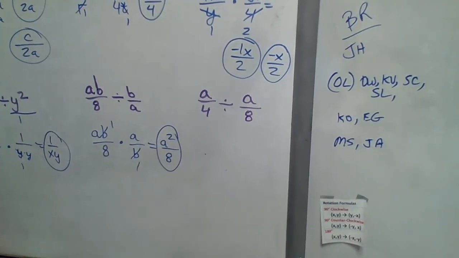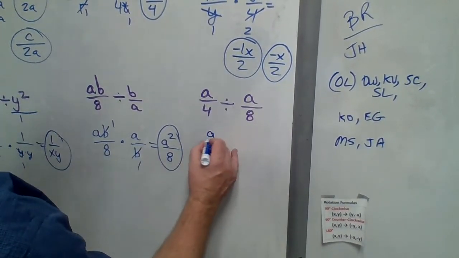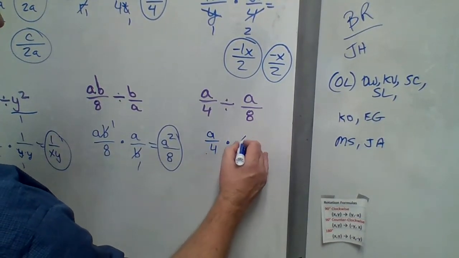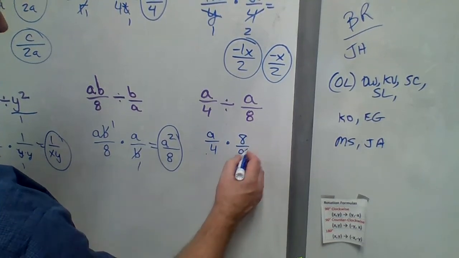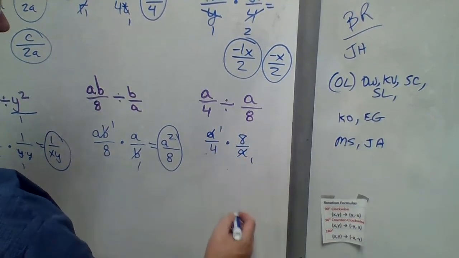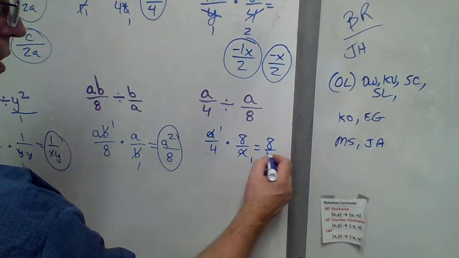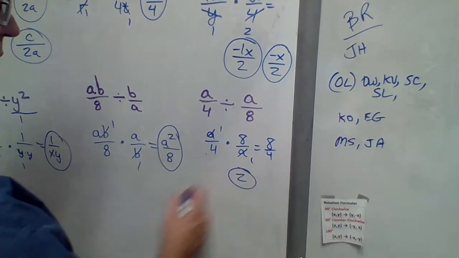And finally, this last one. To divide, we multiply by the reciprocal of the second number. Hey, I can cancel out the a's. I'm left with 8 over 4, which is the number 2.